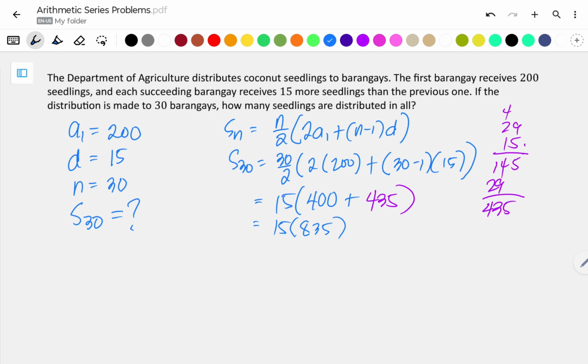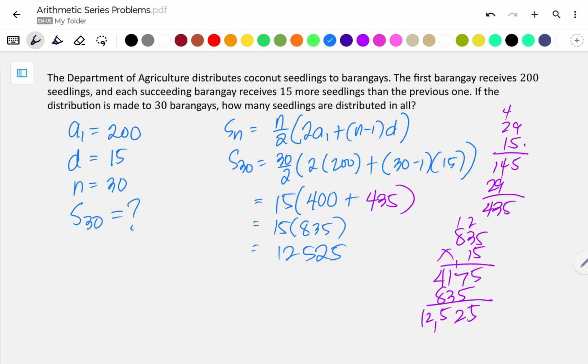So we will have 15 times 835. 5 times 5 is 25, carry 2; 17, carry 1; 41. Then 835 times 1: 5, 12, carry 1, 5, 12. That is 12,525. So the total number of seedlings distributed to 30 barangays is 12,525.